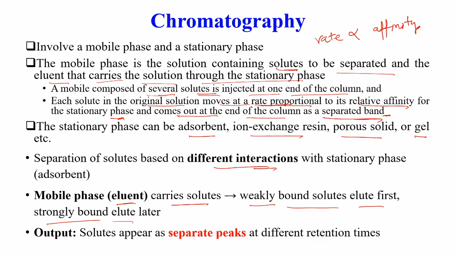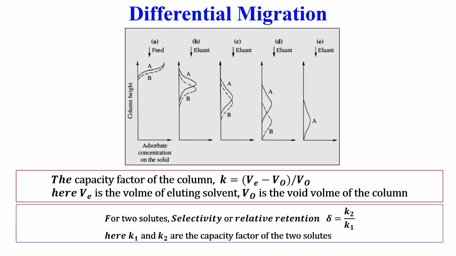So, what is the output of the chromatography? It appears as a separate peak at a different retention time, and that retention time depends on their specific relative affinity towards the stationary phase. So, you just see how this differential migration is achieved here.